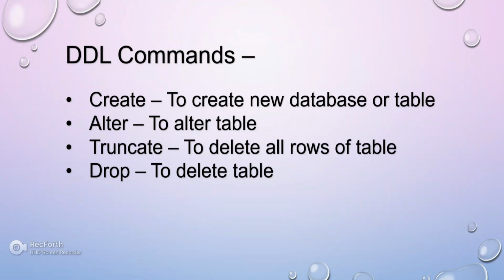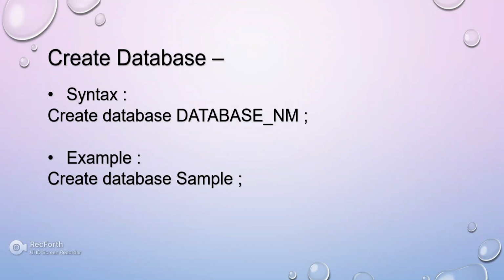Then truncate. To delete all rows of table, we use truncate command. That means all data of the table. Drop. To delete the table, we use drop command. The difference between truncate and drop command is by using truncate command, we delete only data of the table. But using the drop command, we delete data of the table and also schema of the table. That means we delete data and structure of table. Overall structure we delete by using drop command.